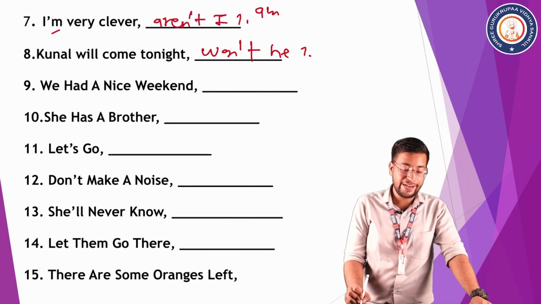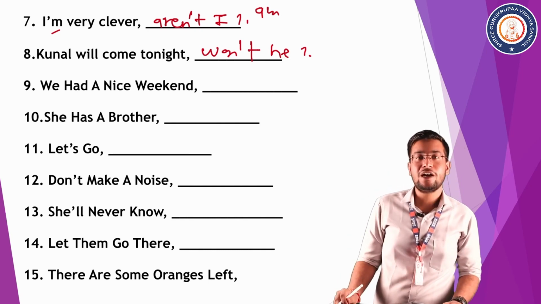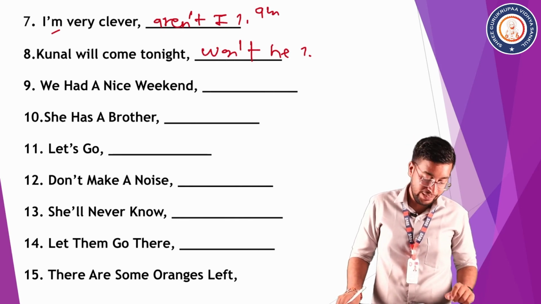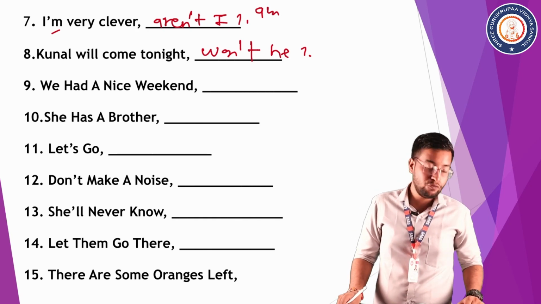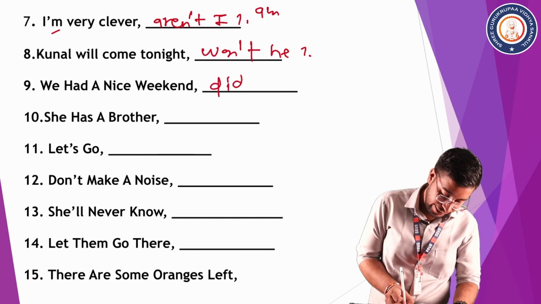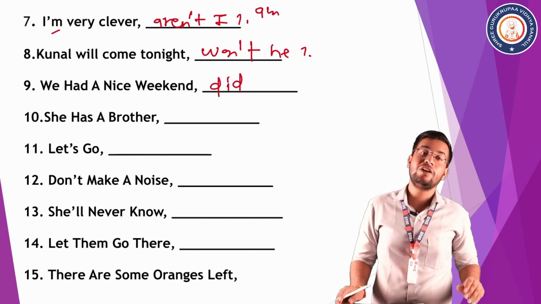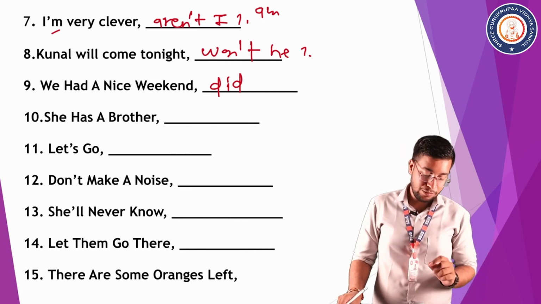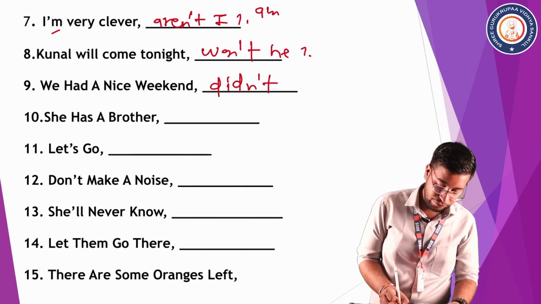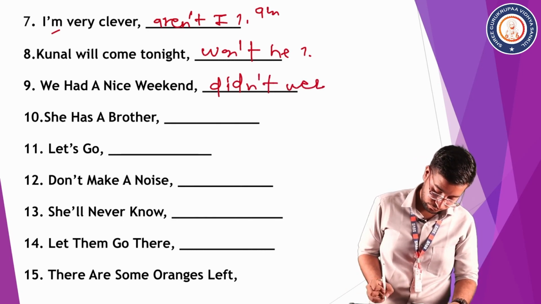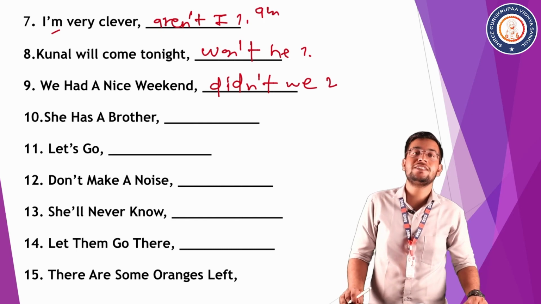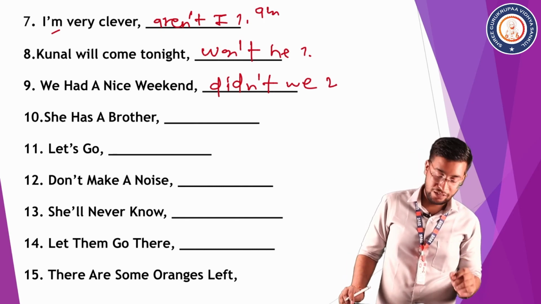Our next example, we had a nice weekend. So what will be our helping verb here? Now, dear students, let's look at the example very carefully. Here, had is working as a main verb. So we can't write hadn't. We will use did as a helping verb. Why? Because we have seen if the helping verb is working as a main verb, in the past, if had is given, then we use did. So it will become didn't, and we will write we at the end: didn't we. See, she has a brother here. Has is working as a main verb, so it will be doesn't she.